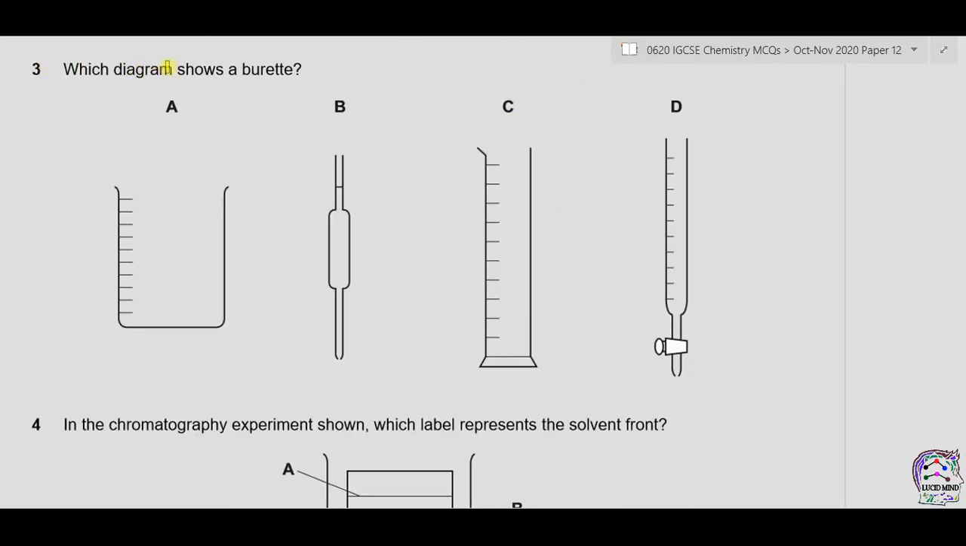Question number 3. Which diagram shows a burette? You should remember the shapes of apparatus. This is beaker. This is pipette. This one is measuring cylinder. And this one is burette. The answer is therefore D.